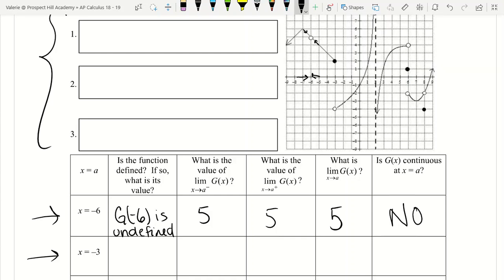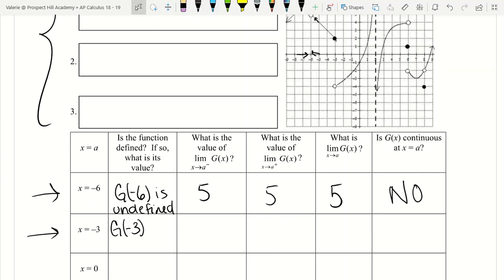Next, we have x equals -3. Our first question is what g of -3 is. In this case, g of -3 is 2, because that is where our closed circle is in our graph.